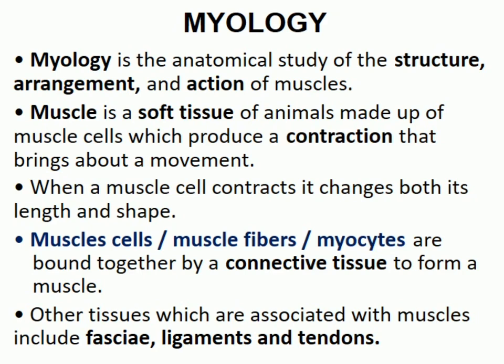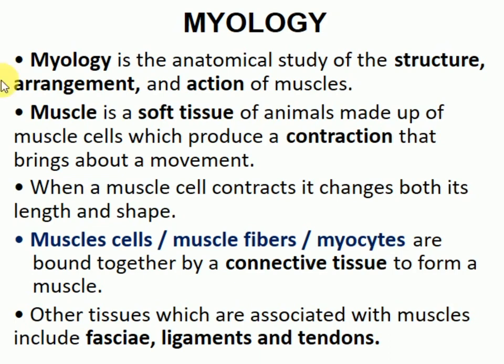the regional anatomy. A muscle can be defined as the soft tissue of animals made up of muscle cells, which produce a contraction that brings about a movement. One thing that you should know is that a muscle is called a contractile tissue. Whether it is smooth, skeletal, or cardiac, it is contractile tissue. It has the ability to contract in response to a stimulus. The stimulus can be brought by the somatic nervous system or by the autonomic nervous system. Muscles respond to stimulus by contracting. The mechanisms of muscle contraction are studied in physiology, but one thing you should know is that muscle is a contractile tissue.